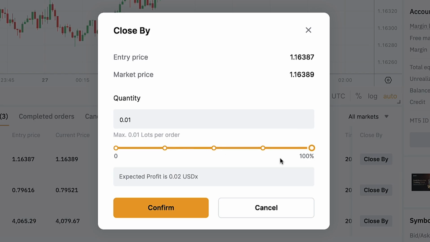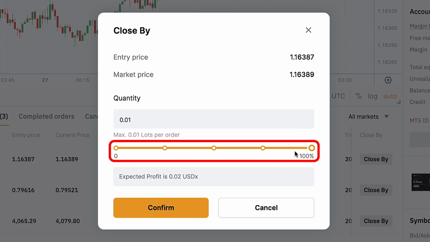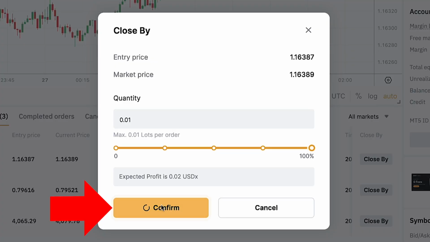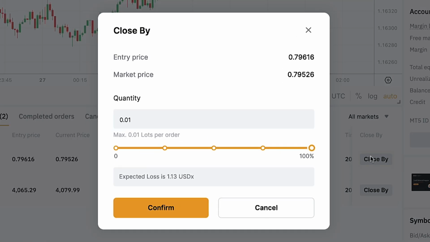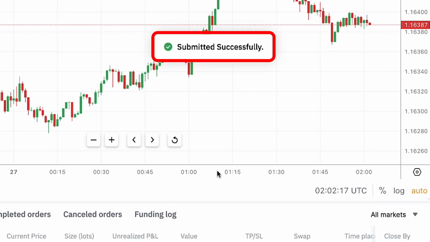When you want to close your trades, you can simply click here close by. Then you can choose the amount. Do you want to close your trade fully or partially? You can click here confirm, submitted successfully. Let me close here another Forex example trade. I click here confirm, submitted successfully.